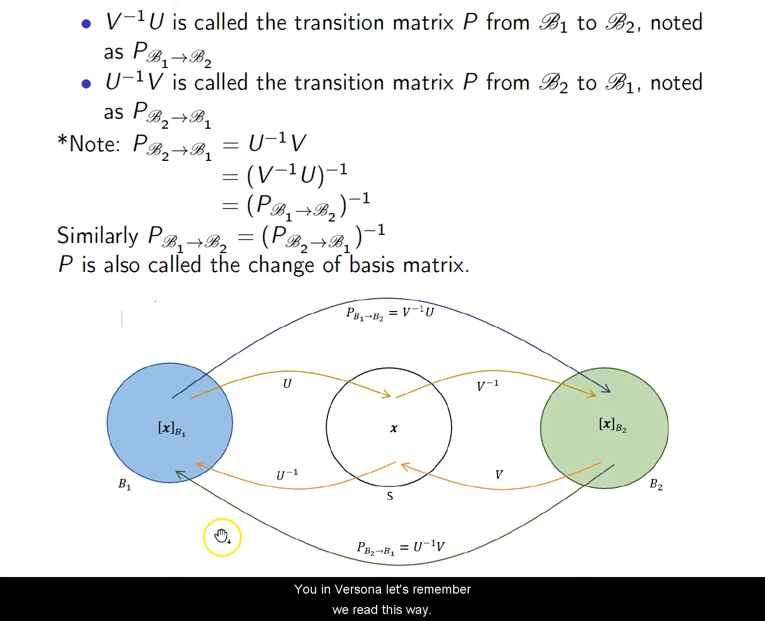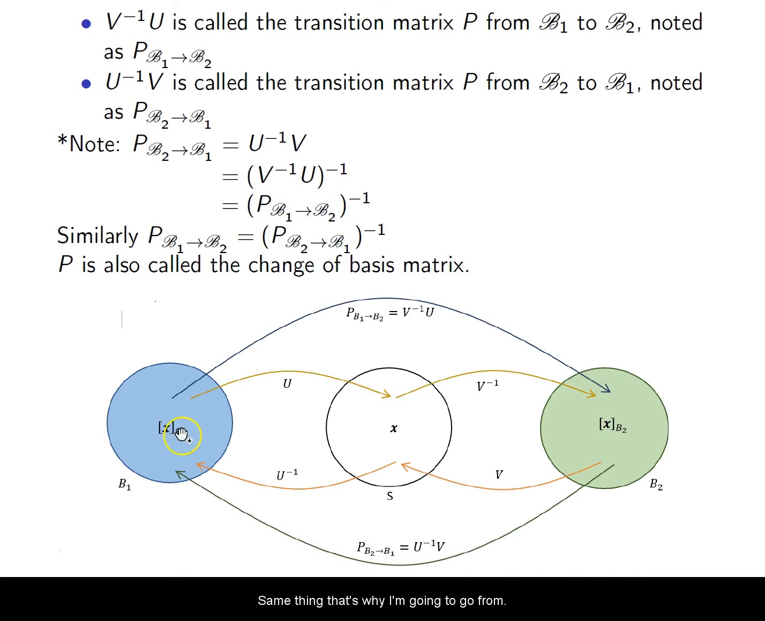Remember, we read this way. So it would be this vector here. The next one is V, so V is in the middle. And the last one I'm using is U inverse. So reading it, it goes this way, but when we do the multiplication, it actually goes the other direction: U inverse times V times the vector representation. But the reading goes this way. That's how we write it.